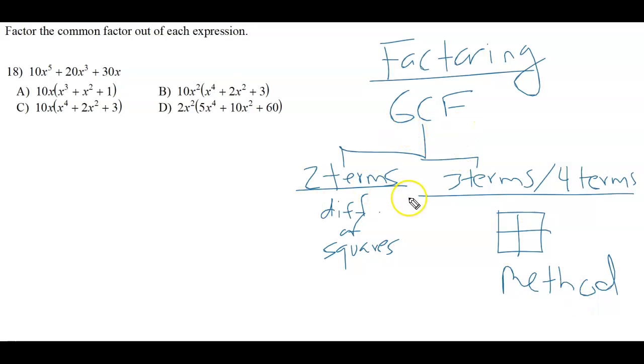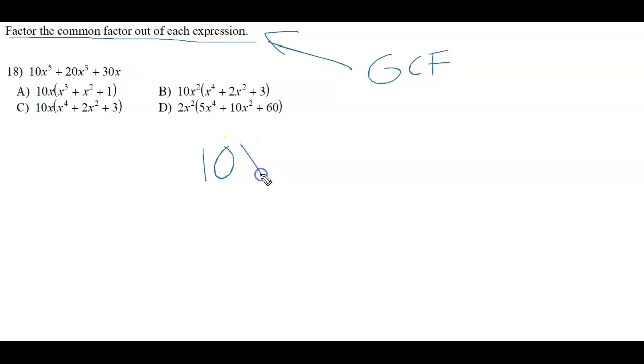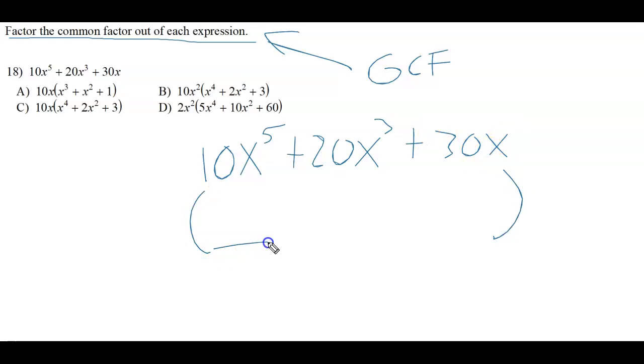We're just going to do one strategy at a time, and at the end we'll look at problems that put the stuff together all at once. Okay, so let's go ahead and take a look at number 18. The first one says factor the common factor out of each expression. That just means take out the GCF. So we have 10x to the 5th plus 20x cubed plus 30. So we're going to put some parentheses here, and each one of those 3 numbers are going to change because I'm going to divide something out of them if I can.